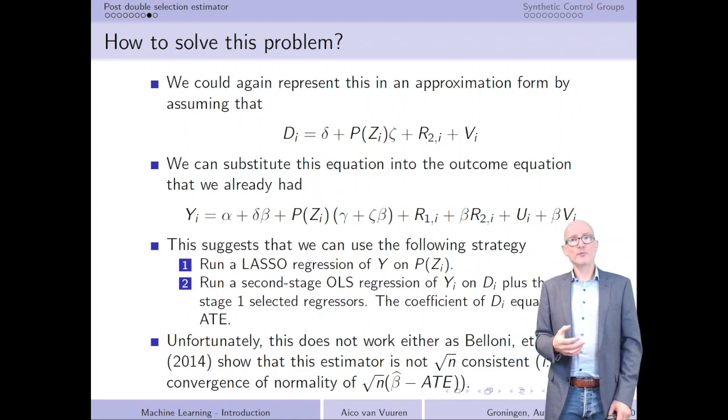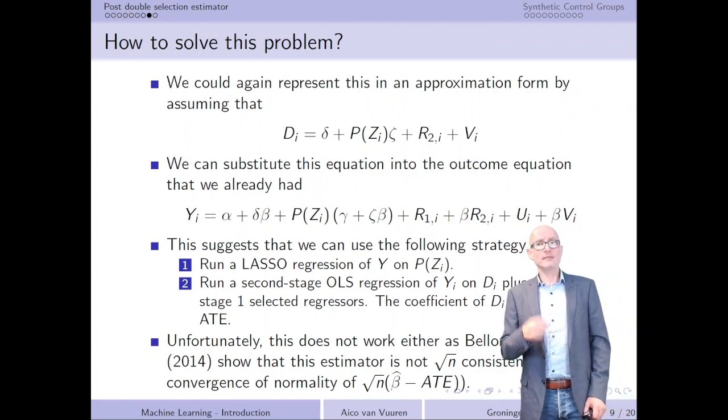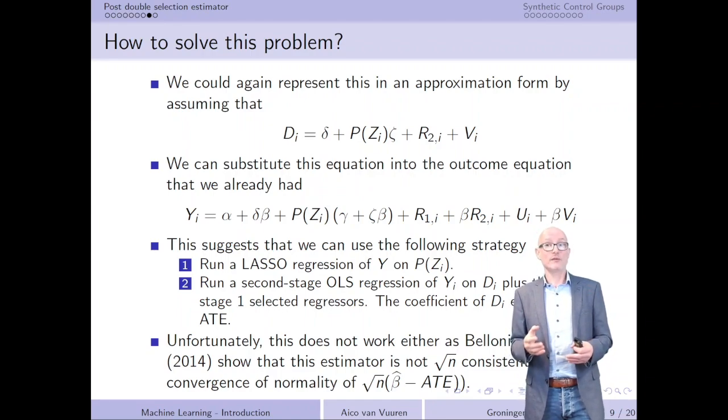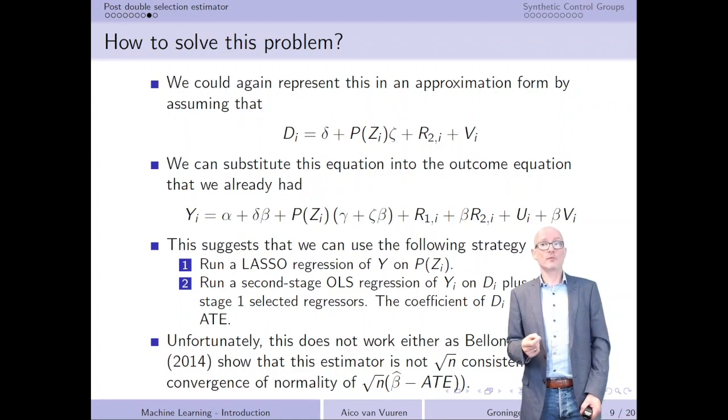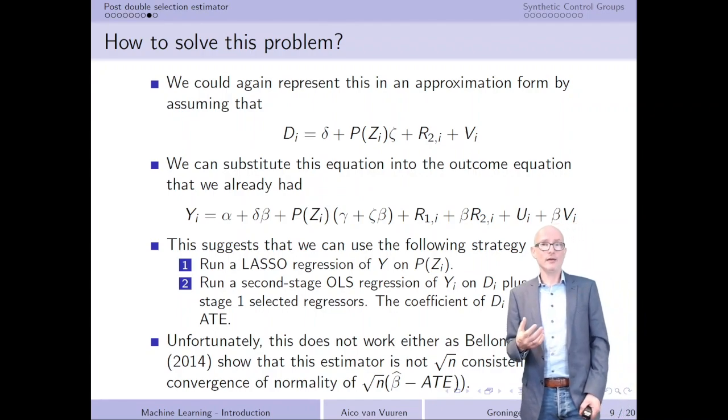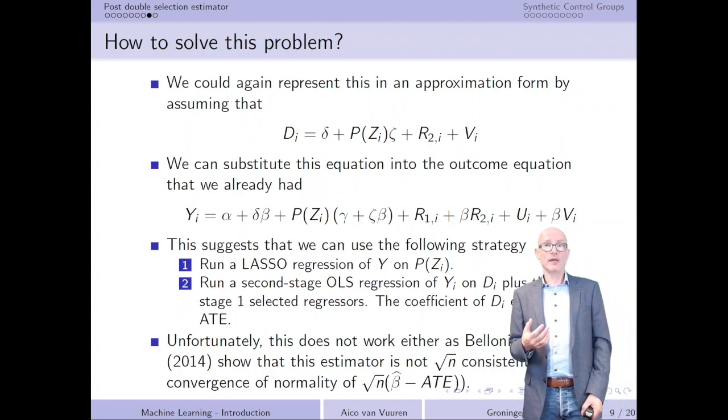And then what we could realize is that in a second stage ordinary least squares regression, so again we are going to have post-lasso, we are going to regress yi on di, but also on the regressors selected in stage 1. And then the coefficient of di, our beta, is then going to be our average treatment effect.